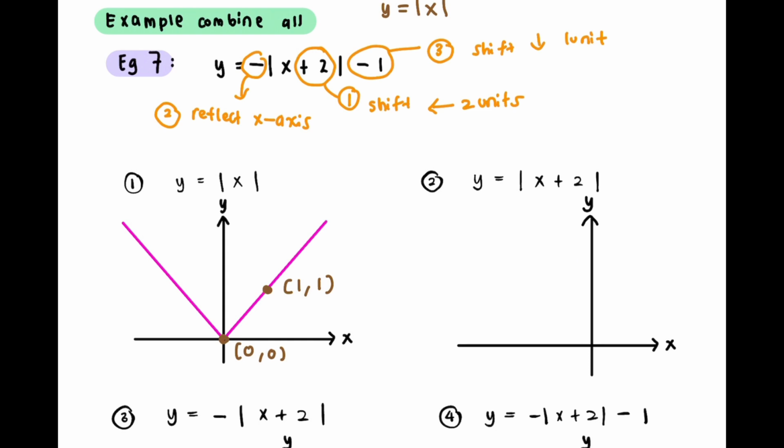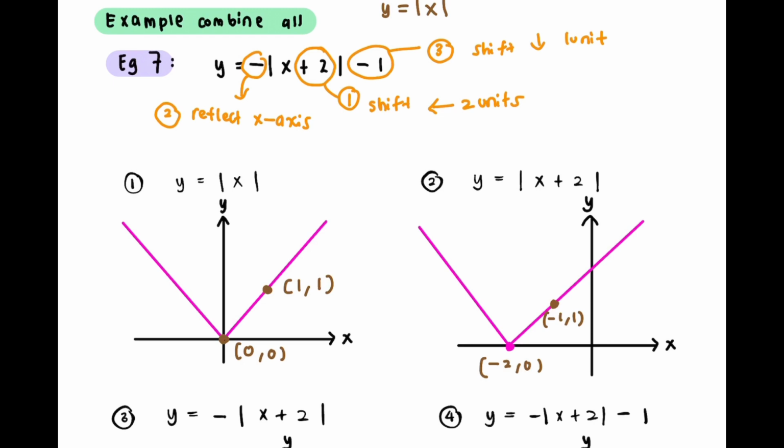Okay, so second graph will be your first step. So what is your first step? Shift to the left side 2 units. Okay, so this is your basic graph. All the points on the graph will be shifted to the left side 2 units. So the new graph will be here. This is your new graph. What happened to the first point here? The first point 0, 0 will become negative 2, 0. And then 1, 1, if you move to the left side 2 units, the new point will be at negative 1, 1. Okay, that is your new points.